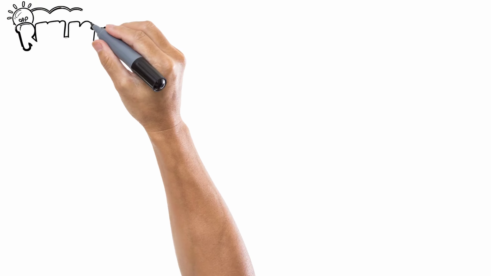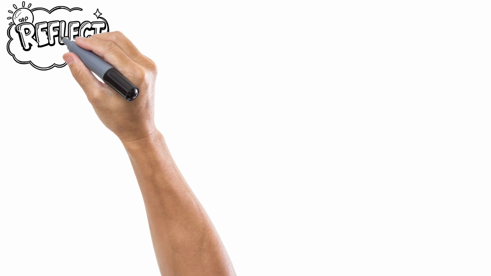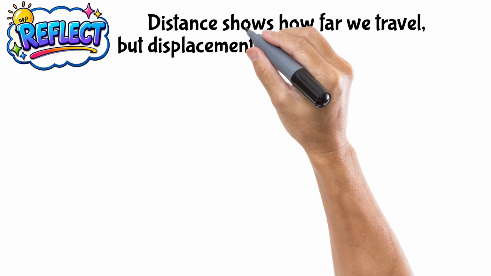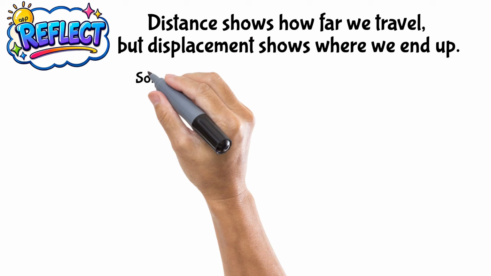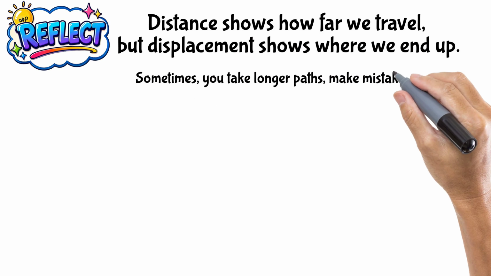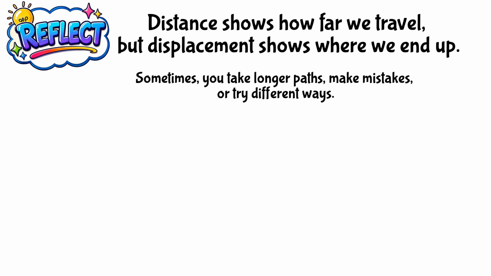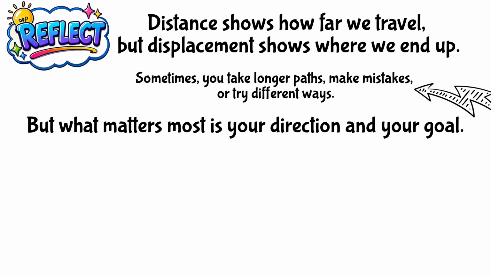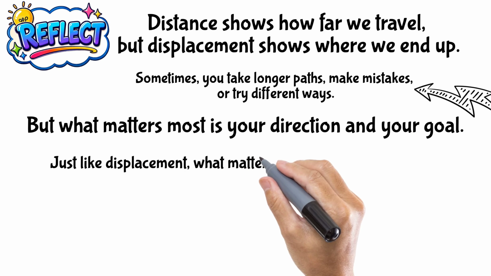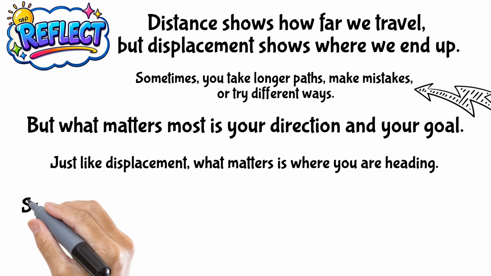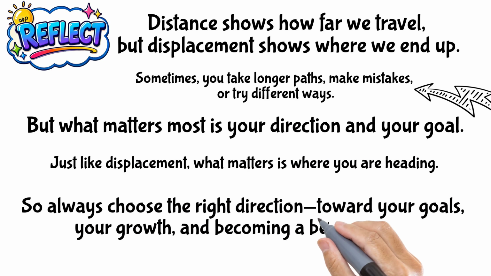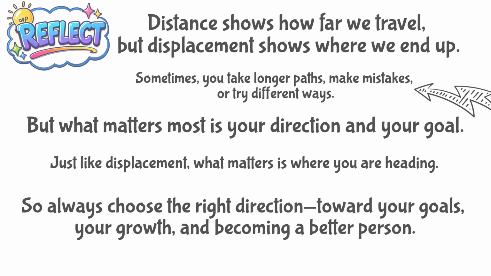Now, let's reflect. Distance shows how far we travel, but displacement shows where we end up. In your daily life, you may go through many activities: school, home, friends, and challenges. Sometimes you take longer paths, make mistakes, or try different ways. But what matters most is your direction and your goal. Just like displacement, what matters is where you are heading. So always choose the right direction toward your goals, your growth, and becoming a better person.